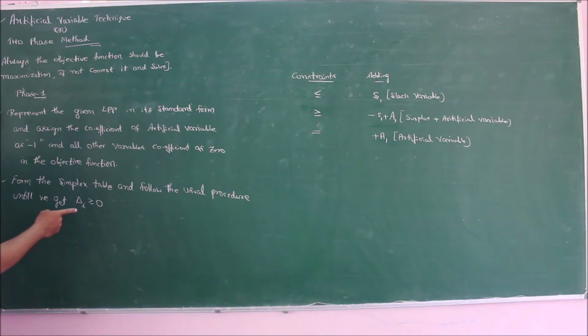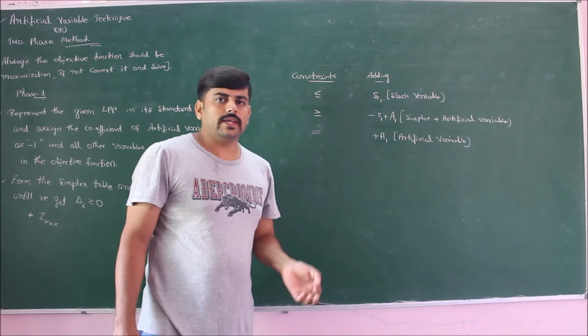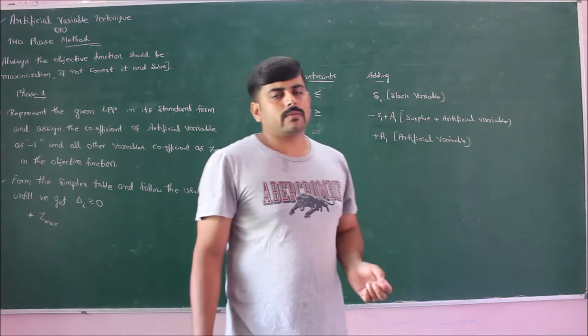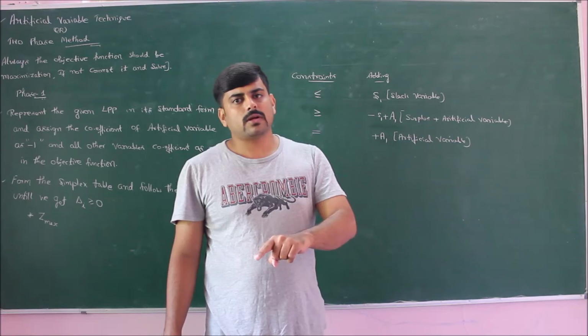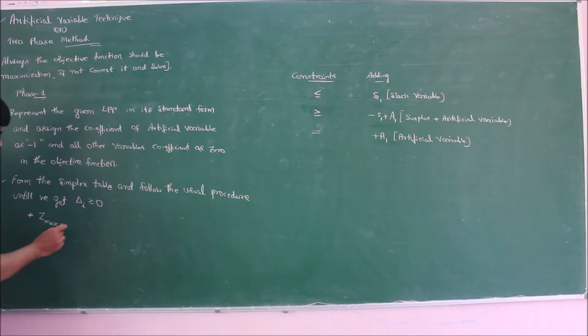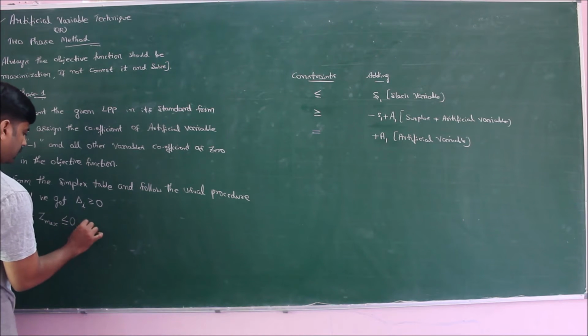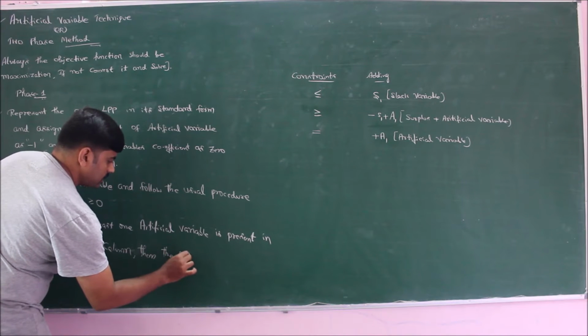So once we get the value of delta i greater than or equal to 0, we should check for 3 conditions. Condition number 1, the objective function max. Always remember, we'll be solving the problem for maximization. If it gives the problem as the minimization objective function, we should convert it into maximization problem and then we should solve it. Now, if Zmax is less than or equal to 0, that is negative, and at least one artificial variable is present in the basic variable column, problem has infeasible solution.